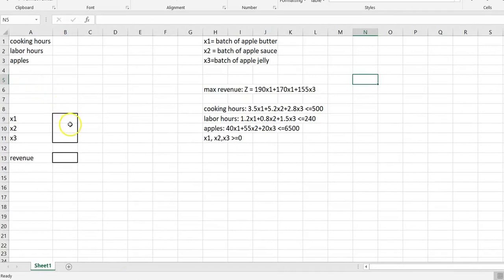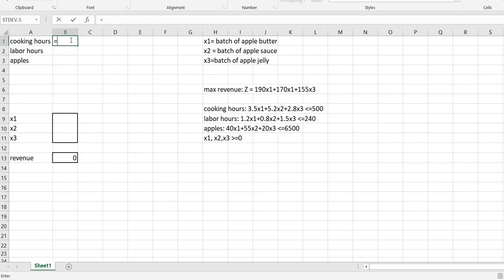Okay, so X1, X2, and X3 are going to be here in B9, 10, and 11. That's our apple butter, sauce, and jelly. Our revenue equals 190 times X1 plus 170 times X2 plus 155 times X3. Okay, and B9, 10, and 11 represent our X's.